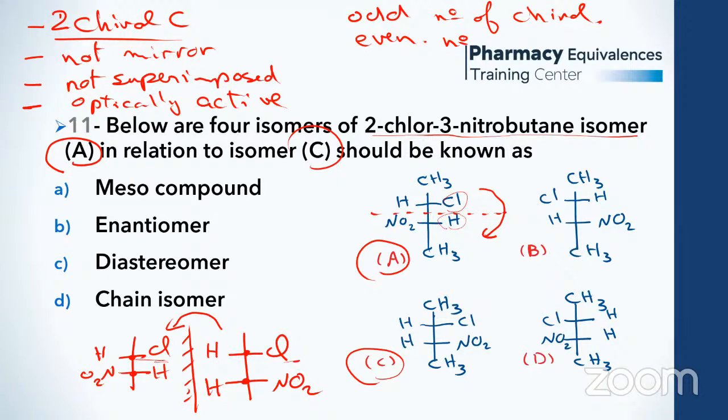Okay, so the 4 characters here: 2 chiral centers, not mirror image, not superimposed, and optically active. Those are the 4 characters of diastereomers. So the answer here is diastereomers. Okay, is it clear?